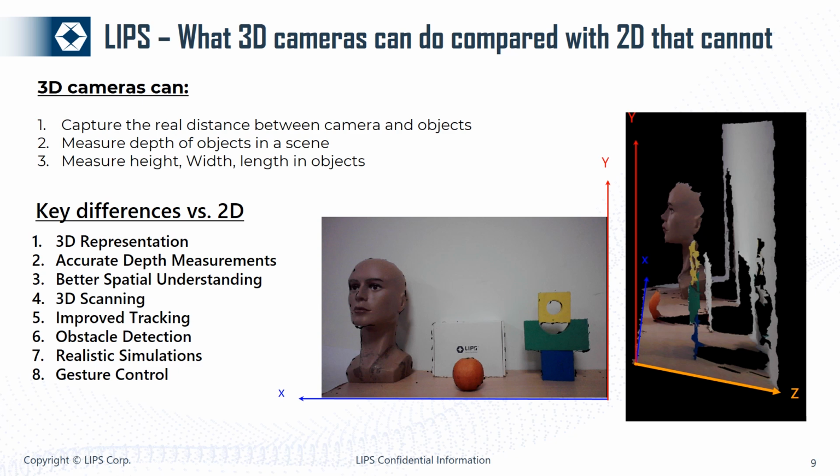Gesture control. 3D cameras enable gesture-based controls and devices, allowing for more intuitive user interfaces compared to traditional 2D touchscreens. In summary, 3D cameras provide depth information and spatial context that are not possible with 2D cameras, enabling a range of applications that require a three-dimensional understanding of the environment.